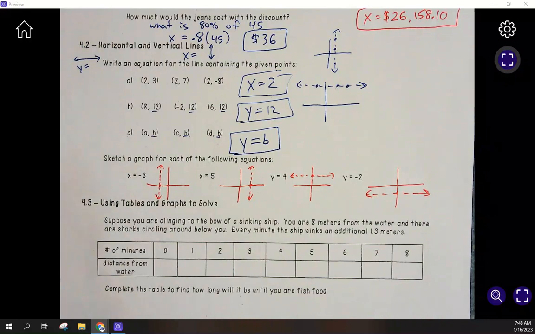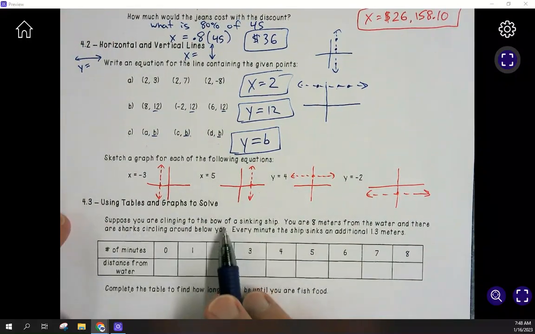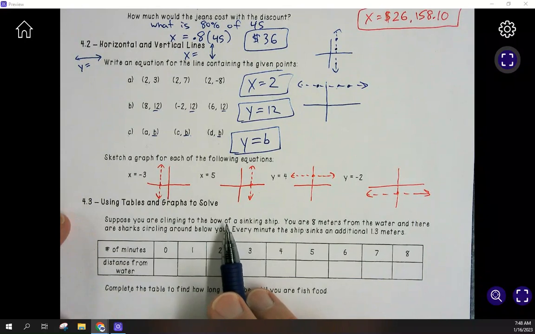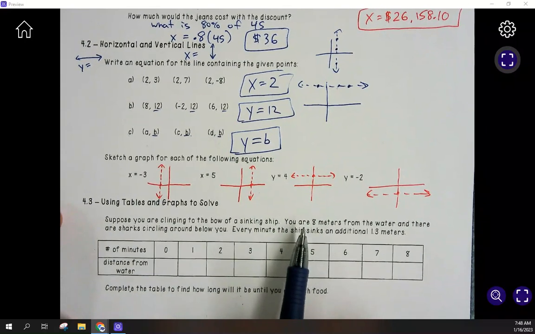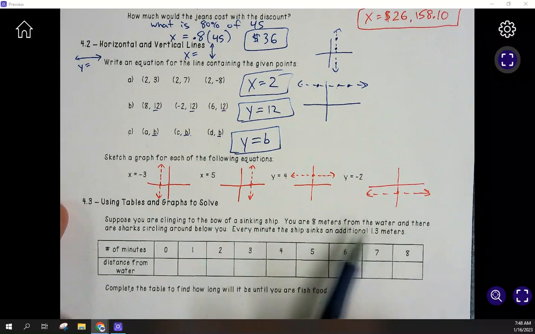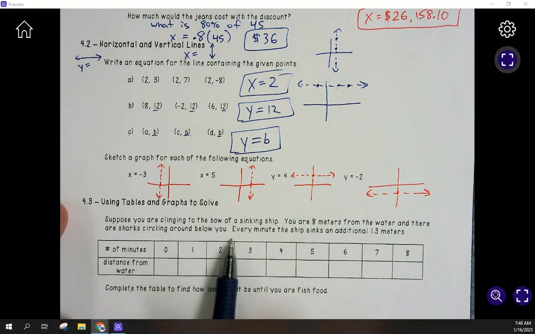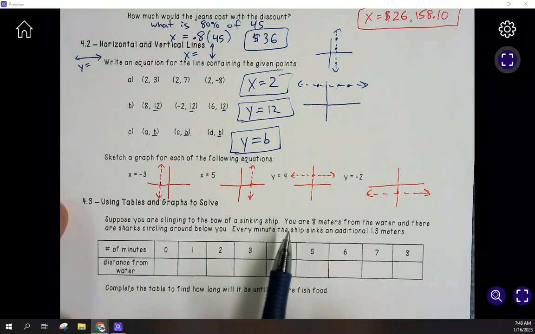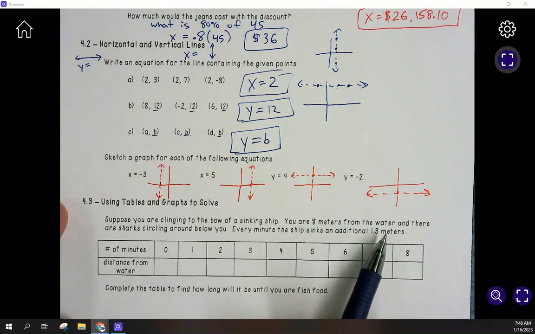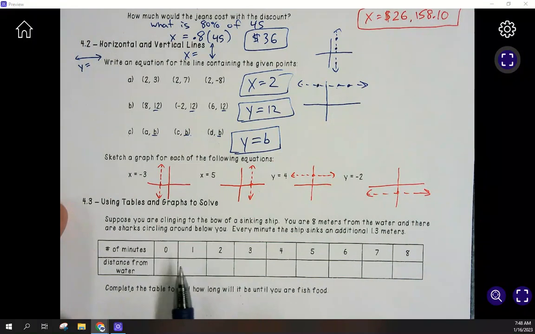Okay, and then 4.3, using tables and graphs to solve. So it says, suppose you're clinging to the bow of a sinking ship. You are starting off 8 meters above the water. There's sharks circling below you. So every minute the ship sinks a little bit, an additional 1.3 meters. So we're going to figure out basically when are we going to hit the water.